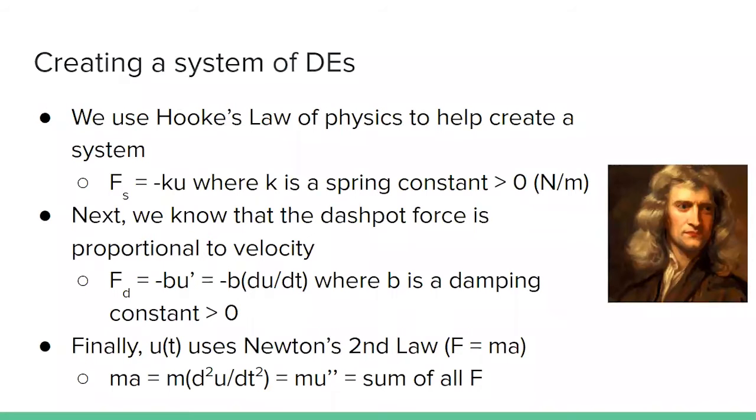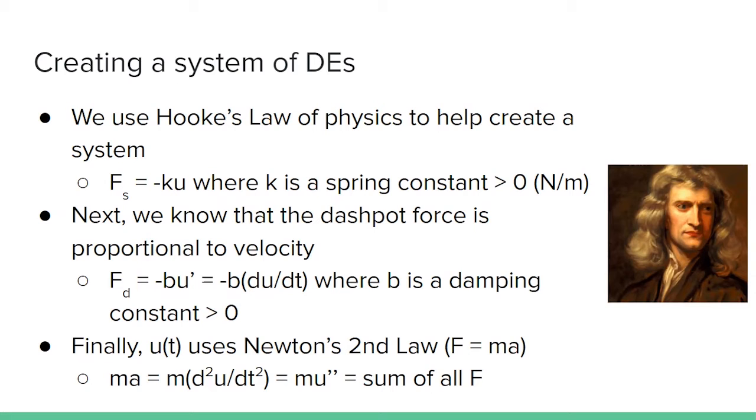So, creating a system of DEs. We can do this by first using Hooke's law of physics to get the spring force, which is negative ku. In this case, k is a spring constant, in Newtons per meter. Next, we know that the dashpot force is proportional to velocity, and so we can do F equals negative b u prime, where u prime is the derivative of u, and in this case, b is the damping constant. Finally, we use Newton's second law, which is F equals ma.